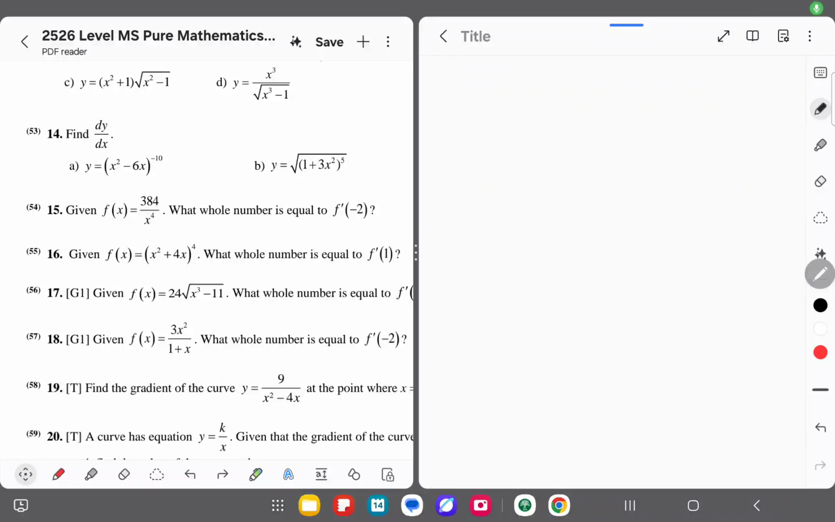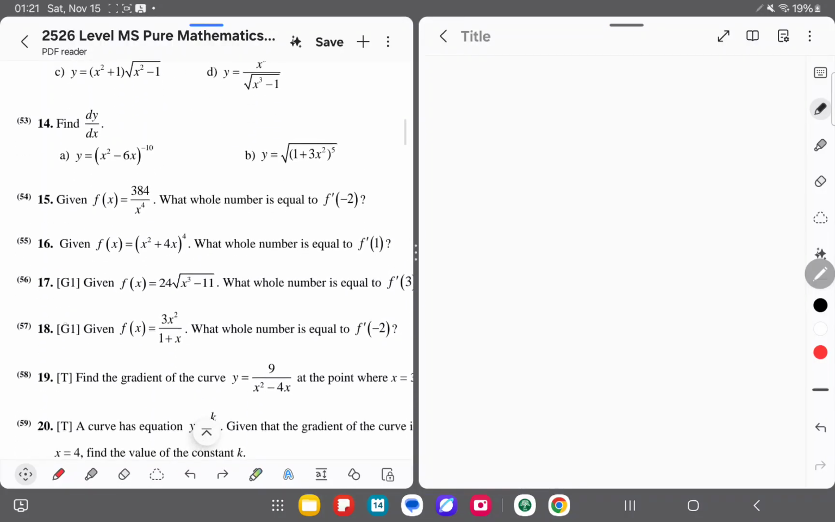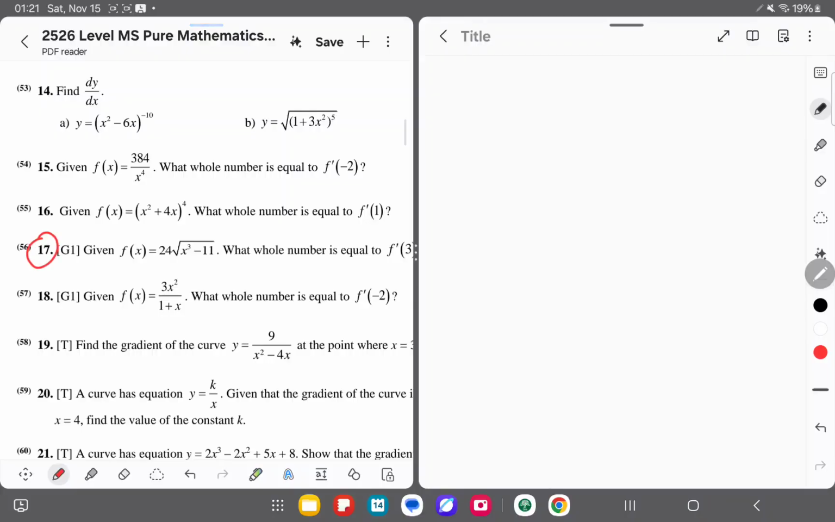Okay, so in this video I'll be doing section 3.2, and I'll be doing question 17 and 18 and any random top question. So I'll just quickly get started here. Question 17 here states f(x) is equal to 24 radical x cubed minus 11.